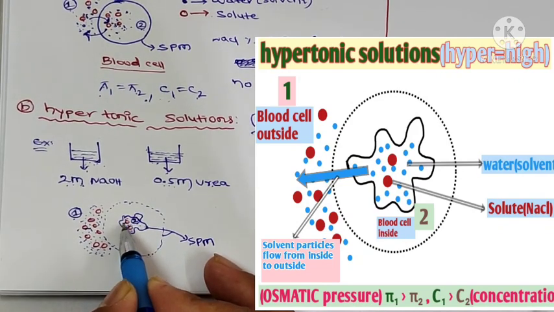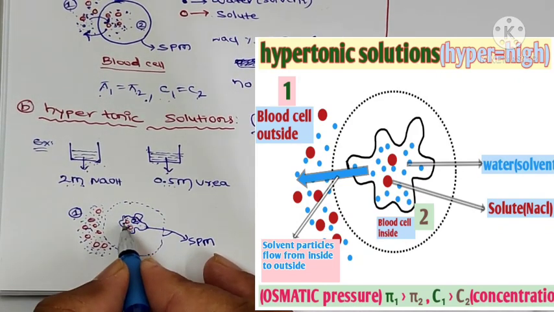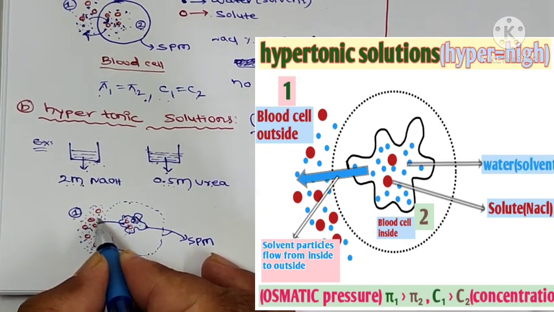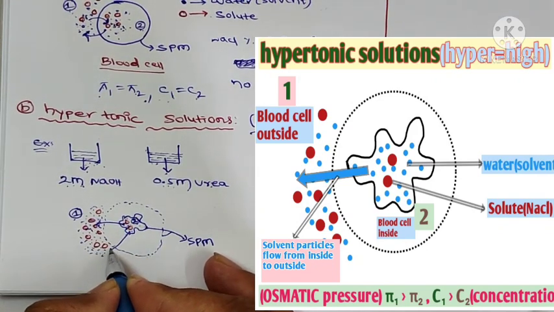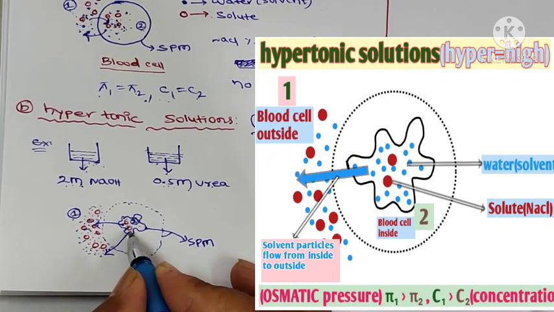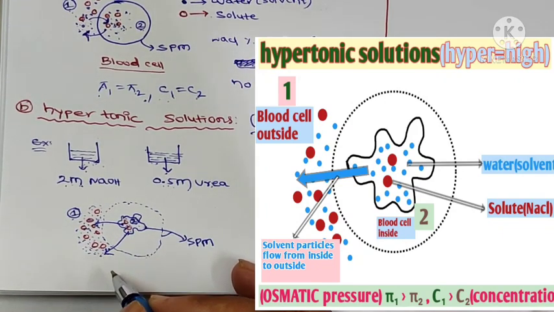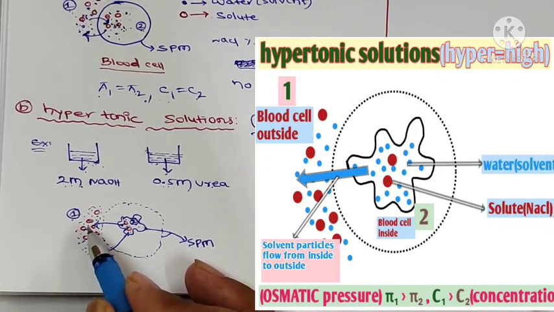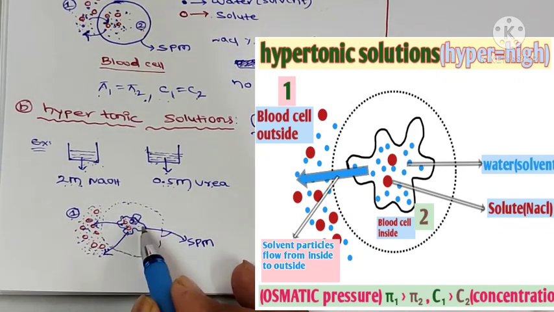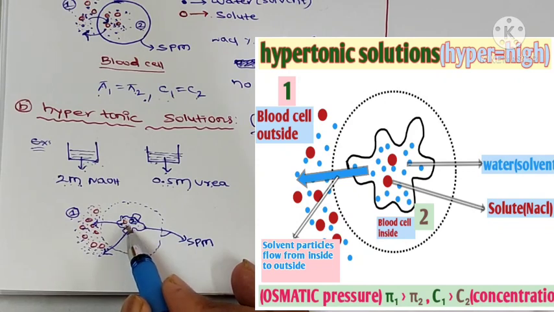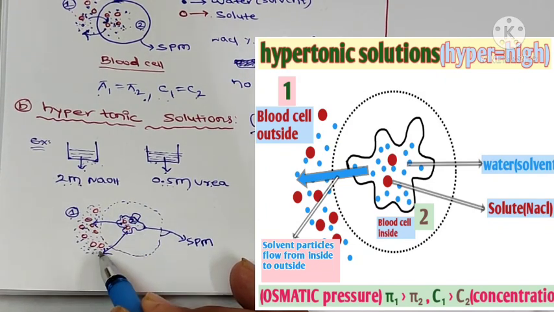So here the solvent particles flow from lower concentration area to higher concentration area, meaning the water molecules flow from inside the blood cell to the outside of the blood cell, because there is a high concentration outside the blood and there is a lower concentration inside the blood. Consequently, the water, meaning the solvent particles, flow from low concentration area to high concentration area.